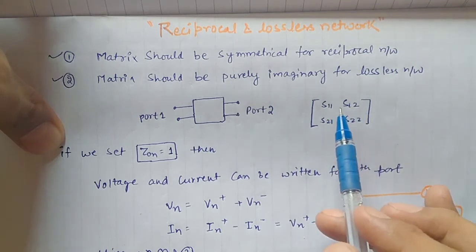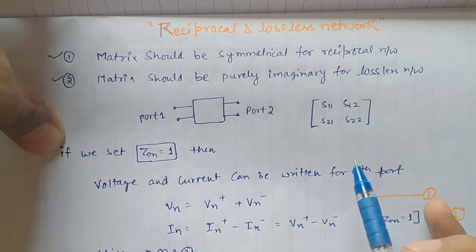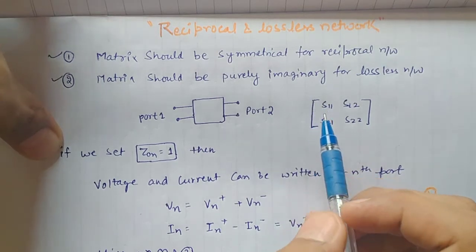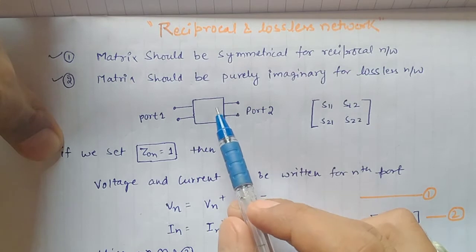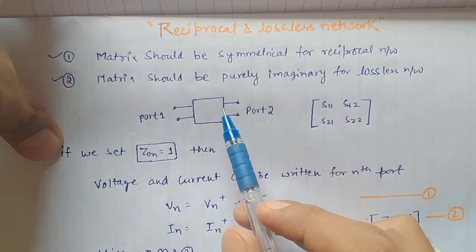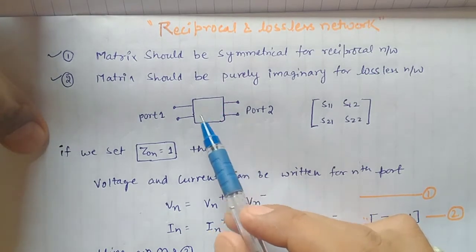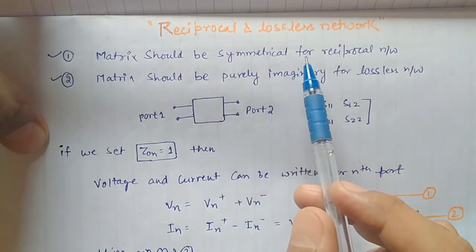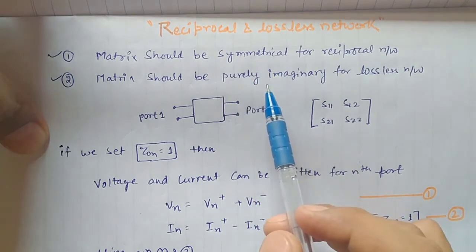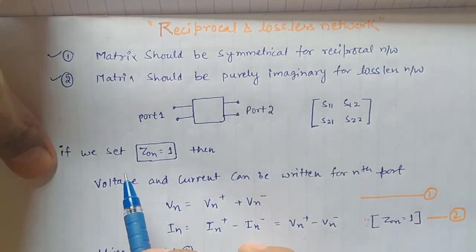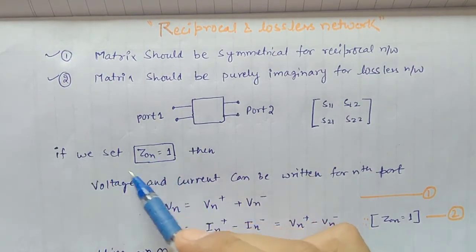If I take the transpose of this S matrix, there should not be any change; the quantity remains the same. And for the power delivered to this network, it should be purely imaginary. It means there won't be any real power delivered to the network. All the power will be purely imaginary. So we have to prove two things: first, symmetricity, and second, the purely imaginary power quantity.